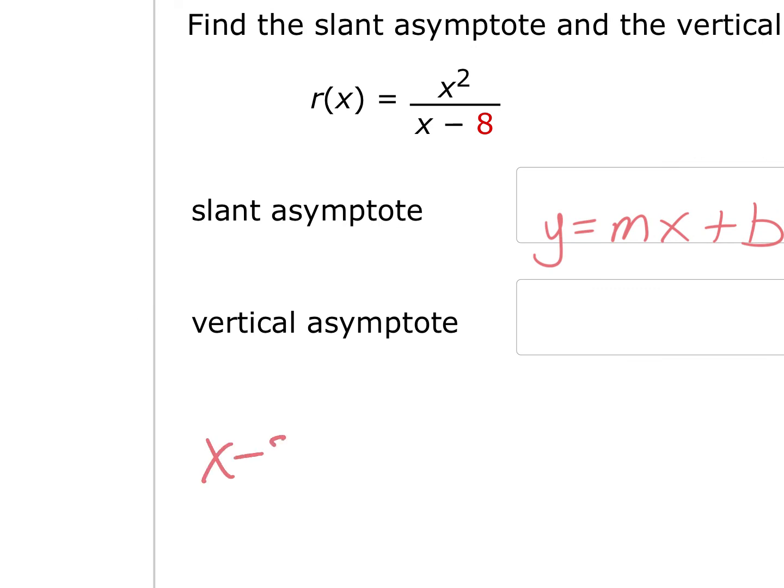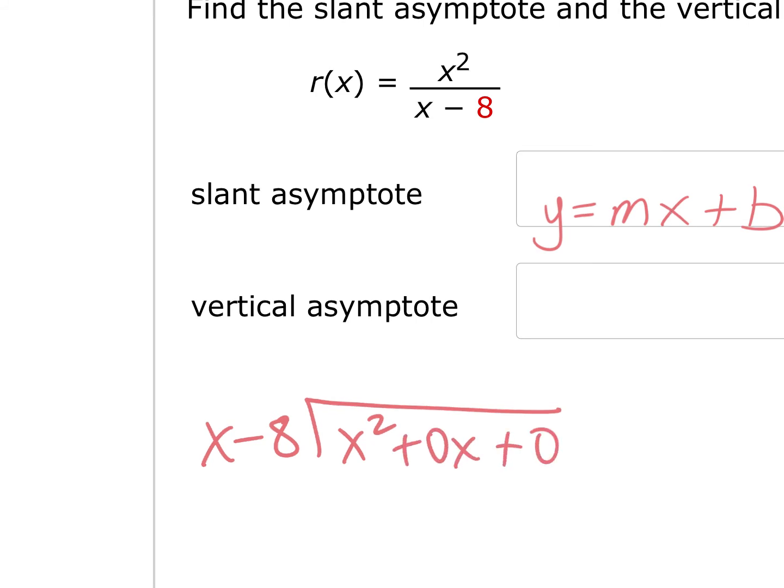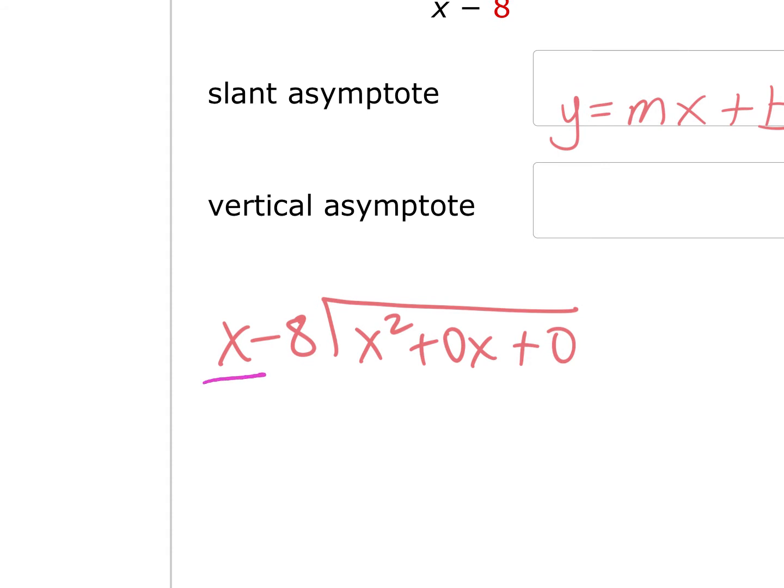x minus 8 goes on the outside, and inside here I have x squared. Do I have anything behind the x squared? No. But I can just put zeros to hold their places. So we're just going to do our long division. First term into first term. x times what gives me x squared? x. Perfect. Put it up here on top.